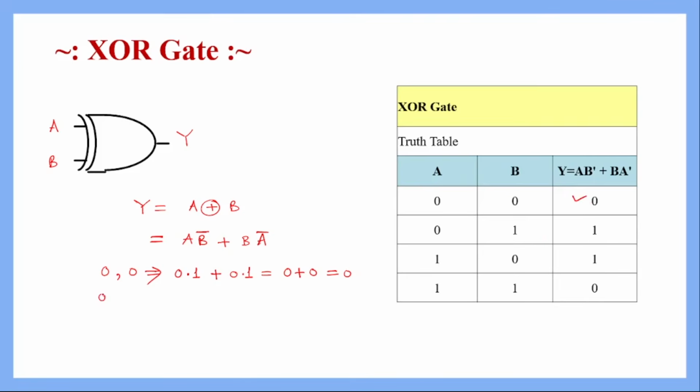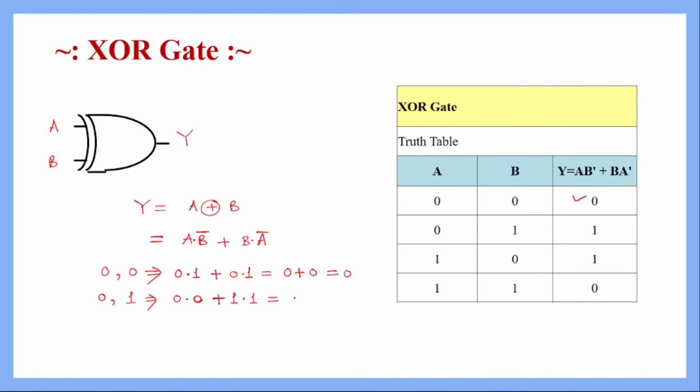Now when the first input is 0 and the second input is 1, what will happen? A is 0, so here it will be 0, B is 1, so complement of B will be 0, AND operation between two zeros, then we have here OR operation, then B is 1, so it will be 1, and then AND operation, and then A bar, A complement, so A is 0, then complement of 0 will be 1.